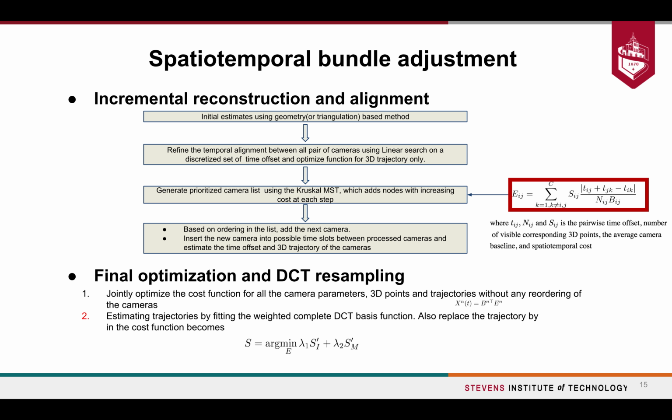He used a linear search to try a discrete set of time offsets, like in the previous experiment from 0.1 to 0.9, and then optimized this function only for the 3D trajectory with the dynamic point structure, and chose the corresponding time offset and 3D structure with the smallest cost.